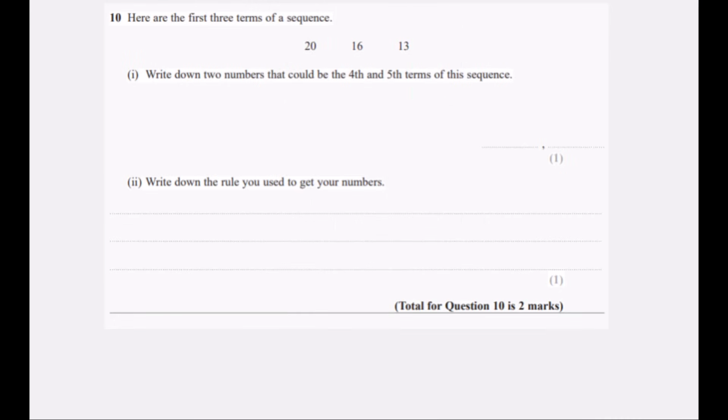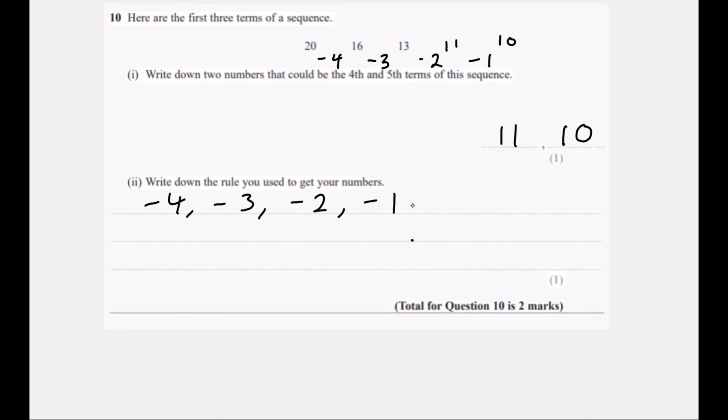Question 10. Here are the first 3 terms of a sequence. Write down 2 numbers that could be the 4th and 5th terms. So what's happened here? We've gone down 4, then we've gone down 3. So how could we get the next term? We could go down 2, and then we could go down 1. So I'll write 11 and 10. Write down the rule you use to get your numbers. I'll just put -4, -3, -2, -1.